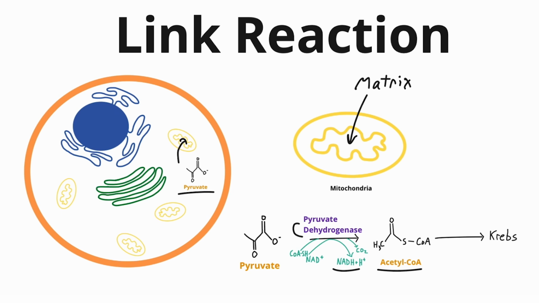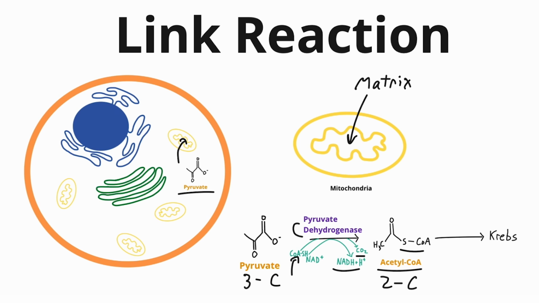Also, pyruvate is a 3-carbon molecule, but acetyl-CoA is a 2-carbon molecule, and notice that during the reaction we lose a CO2, so that accounts for that loss of the carbon. And lastly, to account for the coenzyme A on acetyl coenzyme A, you need to remember that coenzyme A is part of this reaction. Once we make acetyl coenzyme A, it's going to go into the Krebs cycle.